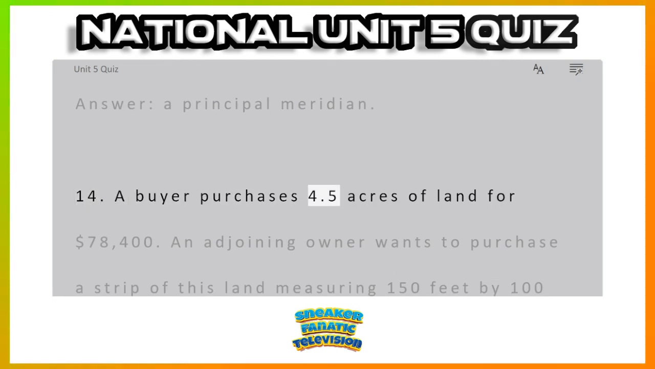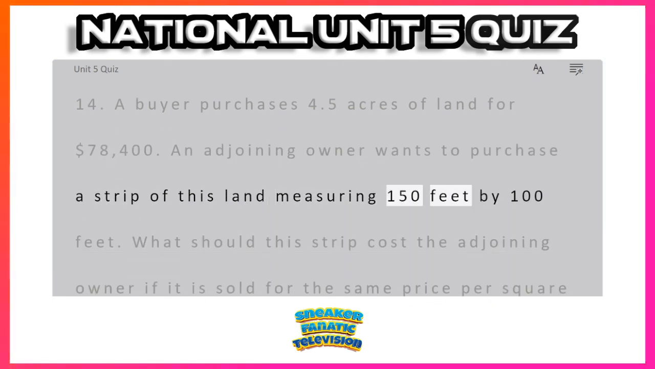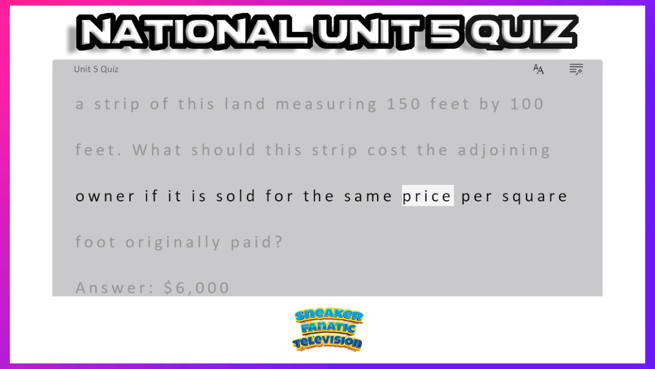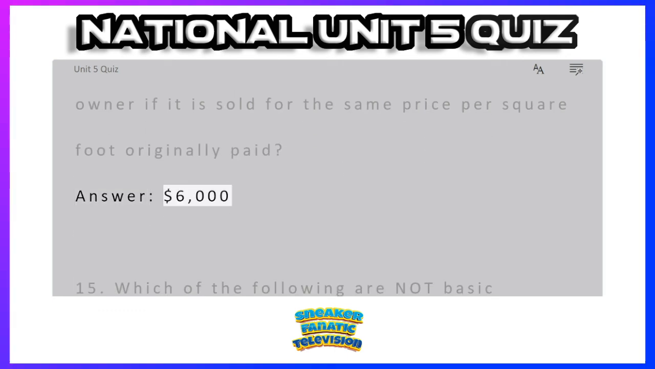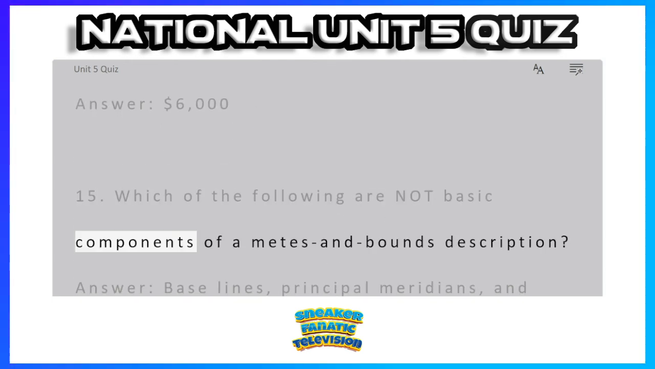A buyer purchases 4.5 acres of land for $78,400. An adjoining owner wants to purchase a strip of this land measuring 150 feet by 100 feet. What should this strip cost the adjoining owner if it is sold for the same price per square foot originally paid? Answer: $6,000. 15. Which of the following are not basic components of a metes and bounds description?